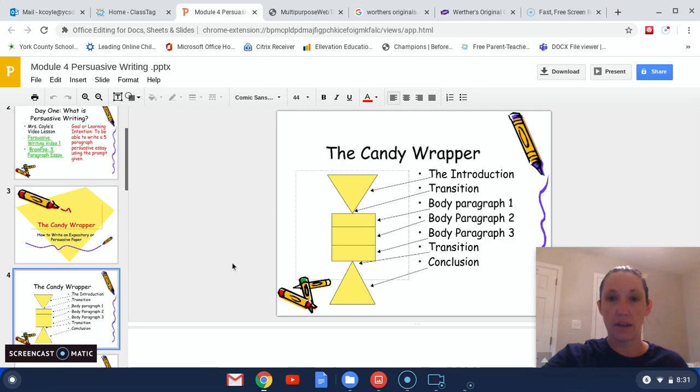Okay. The first part of our candy wrapper is the introduction, this triangle part. And this little tip of the triangle here is the transition statement. Before we move on from our introduction, we use a transition. There's more information on transitions later in the module. We have 3 body paragraphs, another transition, and then our conclusion. The conclusion should be similar to your introduction.